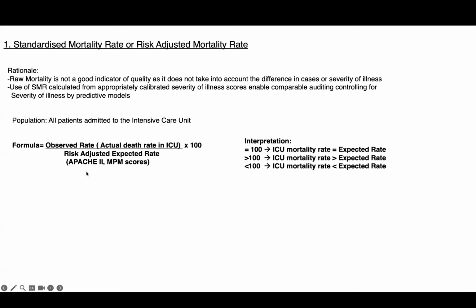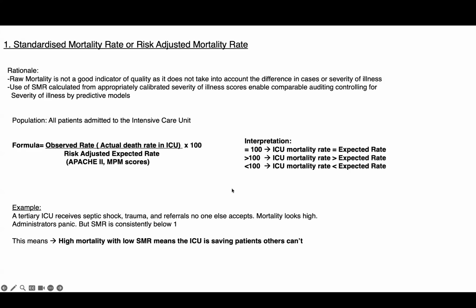So based on this formula, you will have to interpret it. If it is equal to 100, then the ICU mortality rate is equal to the expected rate. If it is more than 100, the ICU mortality rate is more than the expected rate. Whereas if it is less than 100, then the ICU mortality rate is less than the expected rate.